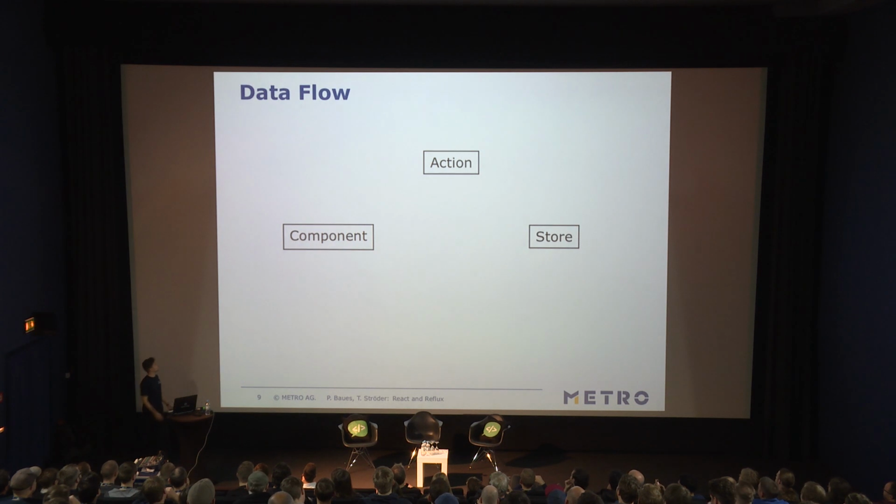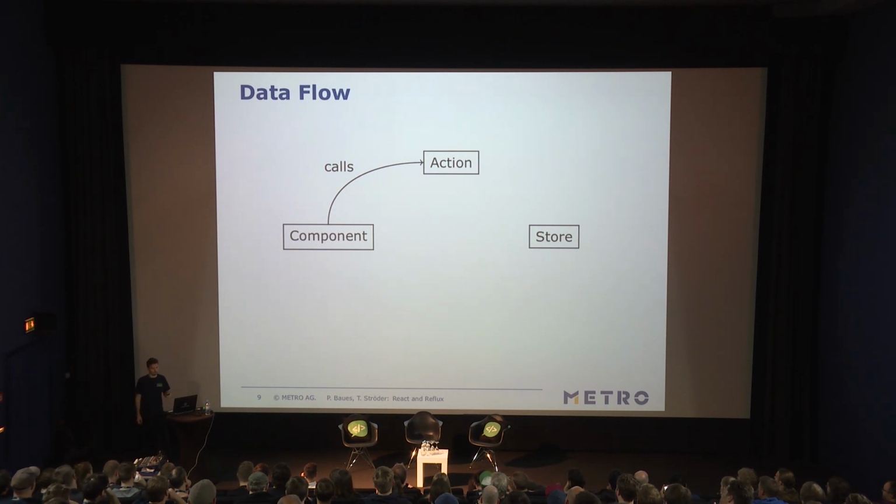Okay, so the basic data flow of React in combination with Reflux. We have a component, and a component calls an action. Basically, a user clicks on a button, or I don't know, does some filtering, whatever, and then just an action will be called. I'll get into details of the components again, of actions later on.